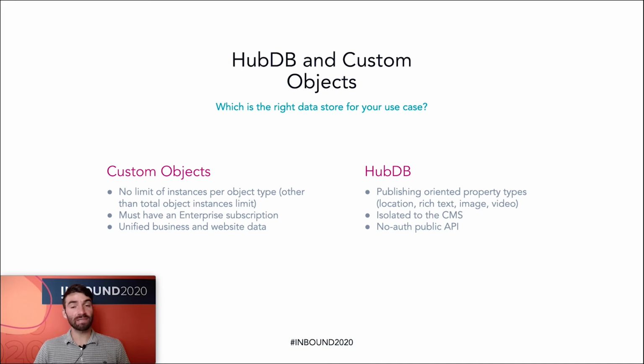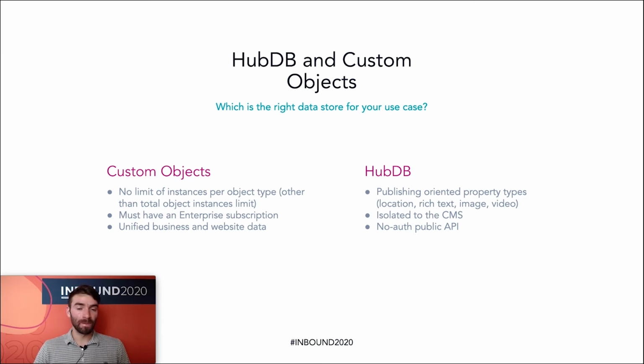First, custom objects. There is no limit for the instances per type compared to HubDB's 10,000 rows limit. So custom objects might work well for large data stores. Custom objects requires an enterprise subscription versus HubDB, which is available at CMS Hub Pro. And custom objects supports a unified data store for when you want it, reducing the need to duplicate data.